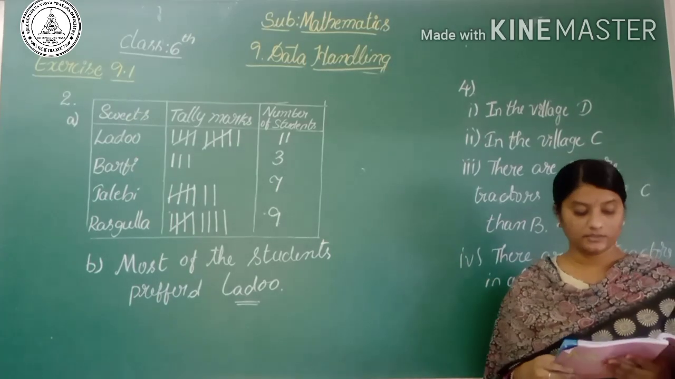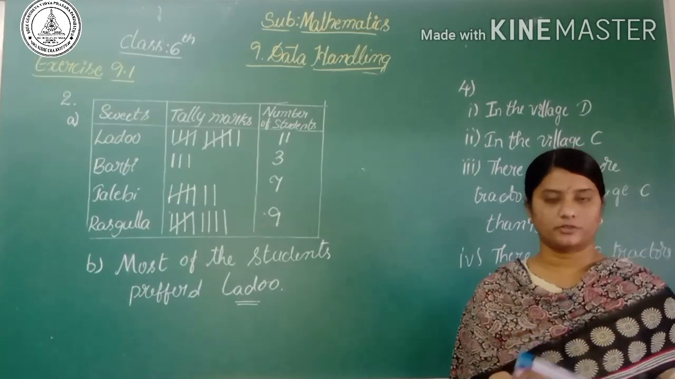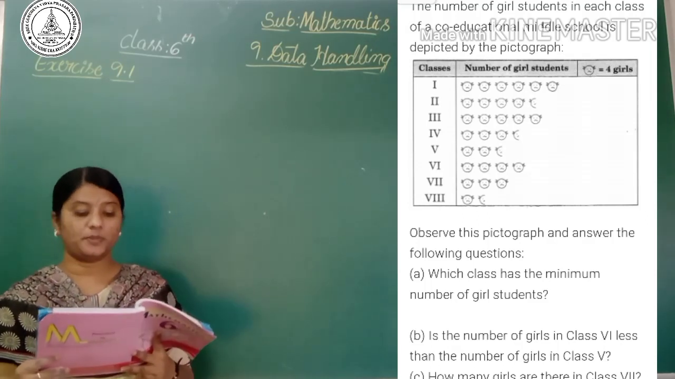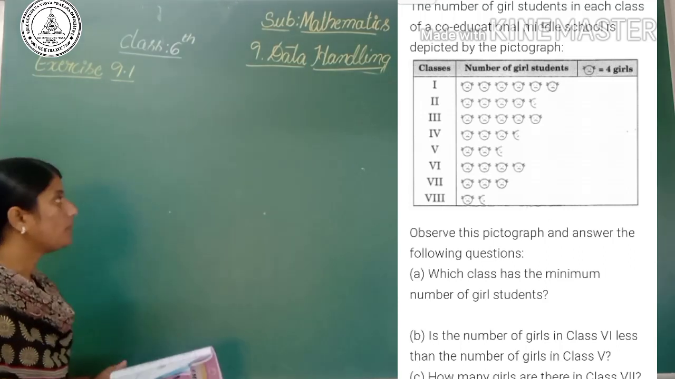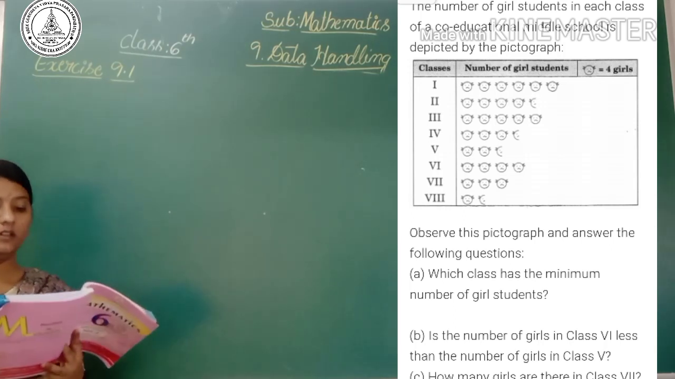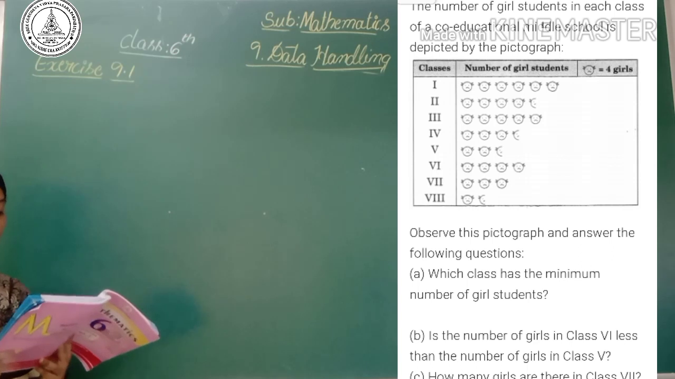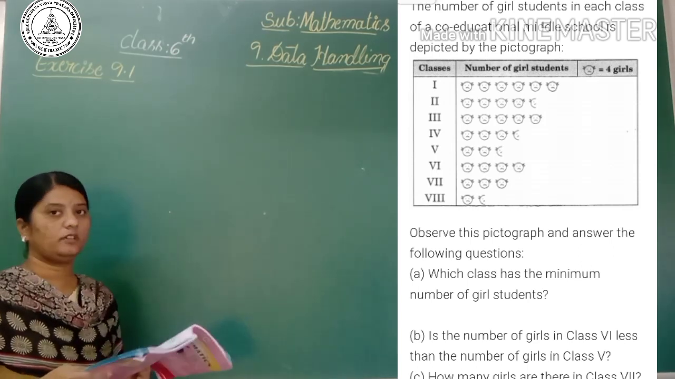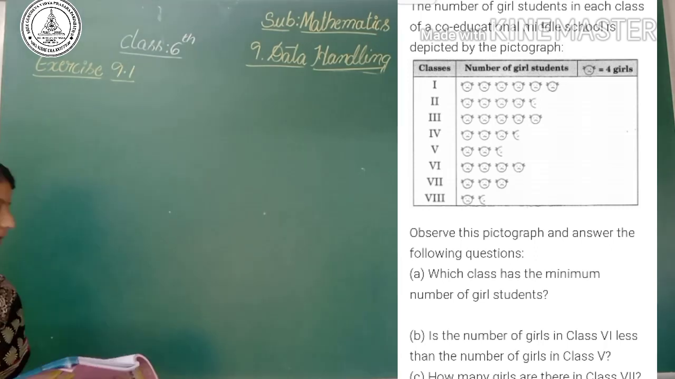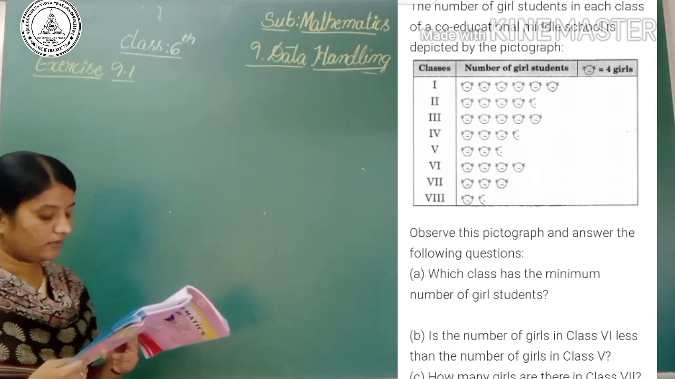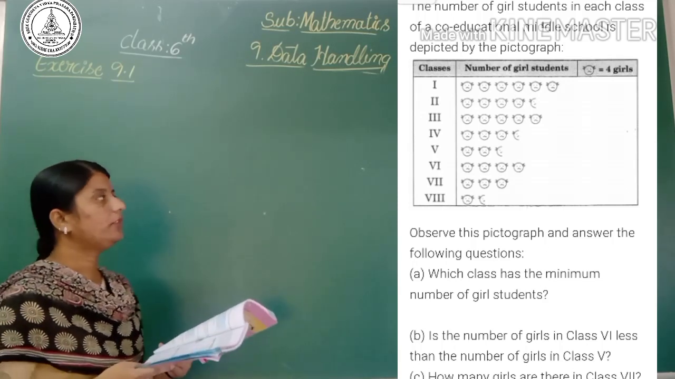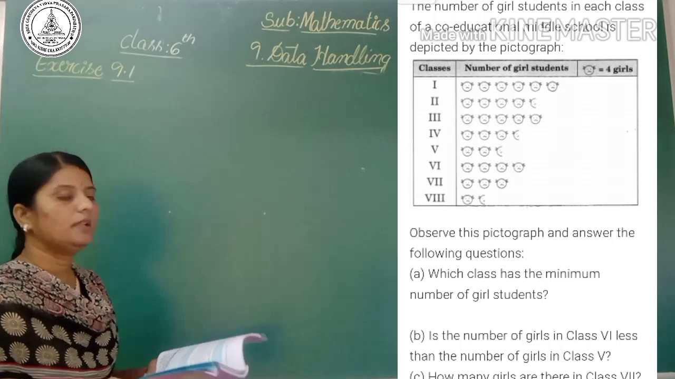Okay, is it clear? Yes. Then let's go to the fifth question. The number of girl students in each class of a co-educational middle school is depicted by a pictograph. As you may see here, it is the pictograph of the number of girls in a middle school. We have to observe this pictograph and answer the following questions. The first one is A: which class has the minimum number of girl students?